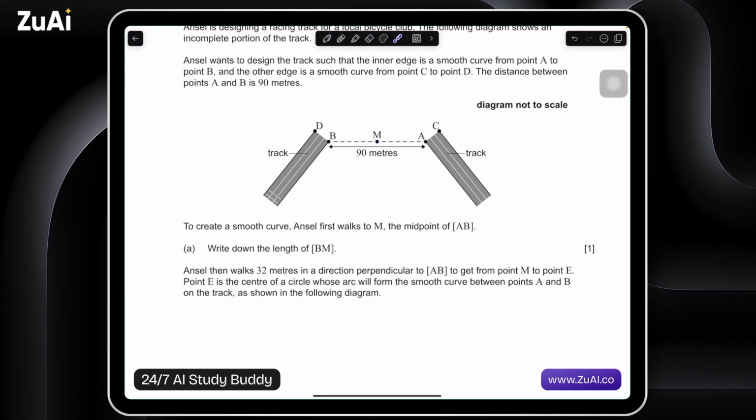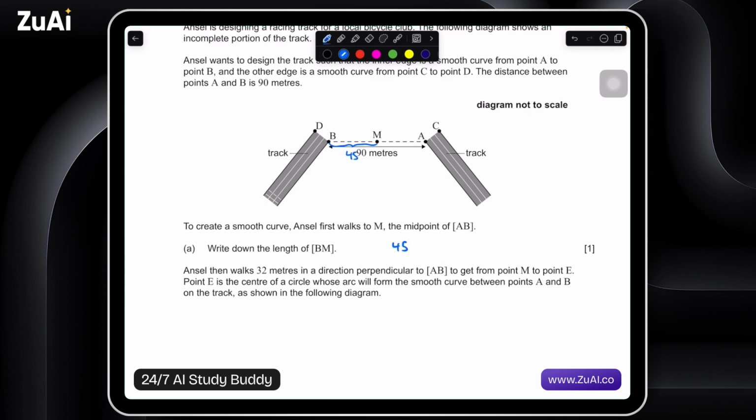Write down the length of BM. So BM is going to be this distance right here. And so if 90 is the total, halfway through is just 45 meters. Alright, and likely we're going to need to make use of that.